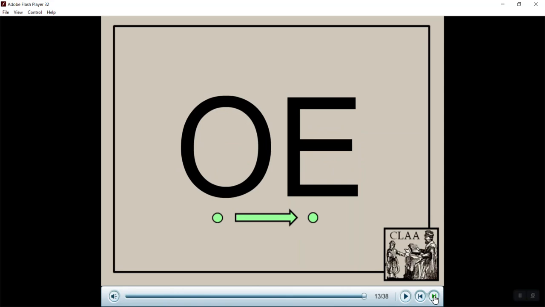The second change in Church Latin has to do with this diphthong. In Classical Latin, we learned that the vowel O is read O, and the vowel E is read E. When we put these two vowels together in Classical Latin, we read this diphthong as oy. In Church Latin, the sound of this diphthong changed. It was no longer read as oy, but as eh. Point to the green dot under the vowel O, and we'll read this diphthong together with church pronunciation. Eh, eh, eh.